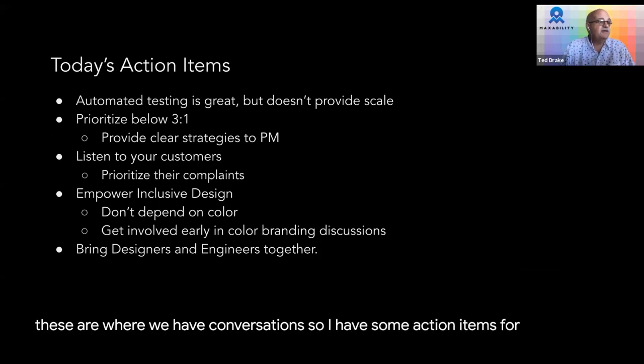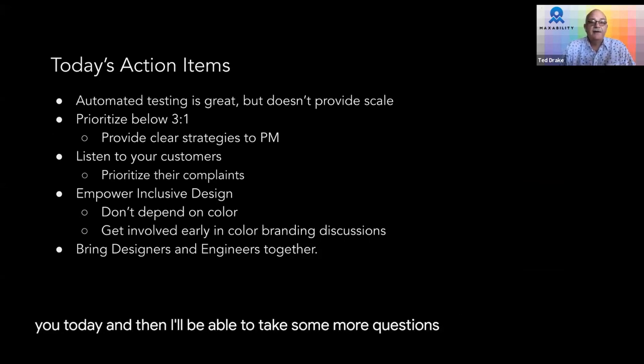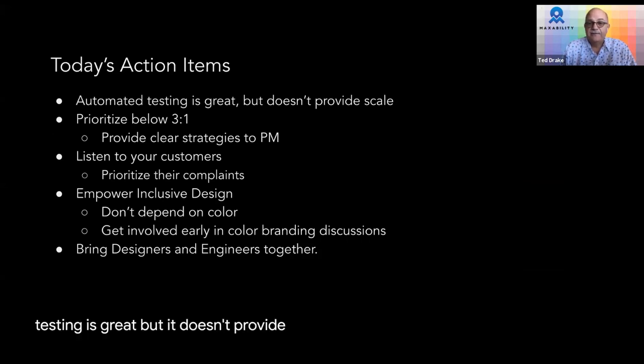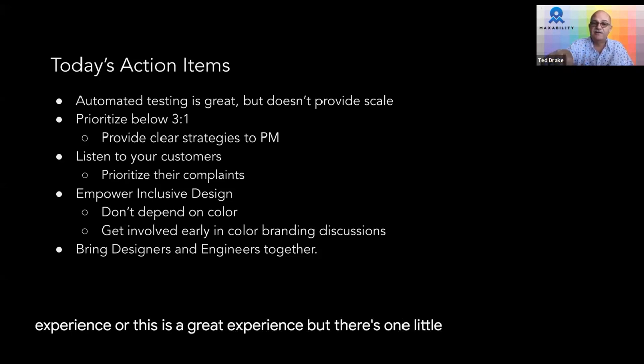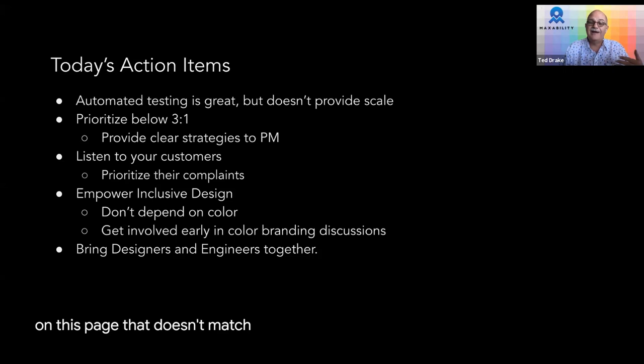So I have some action items for you today, and then I'll be able to take some more questions. Automated testing is great, but it doesn't provide scale. You can run Axe, you can run Wave, you can run Tenon, you can run any automated testing that you want. And it's going to tell you how many pages have errors. And it may tell you how many errors are on that page. But it doesn't tell you, is it, oh my gosh, the sky is falling, I can't read anything on the page, horrible experience, or this is a great experience, but there's one little single dot on this page that doesn't match. So as accessibility leaders, we need to provide that context.